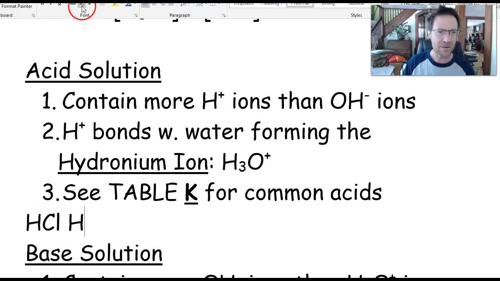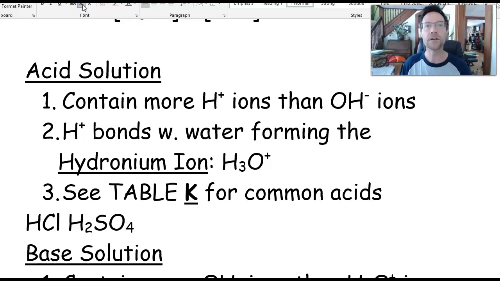Oh, why did I do that? That was a bad one to choose. Stupid subscript things. Sulfuric acid.